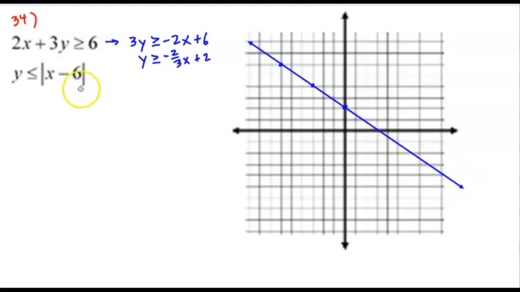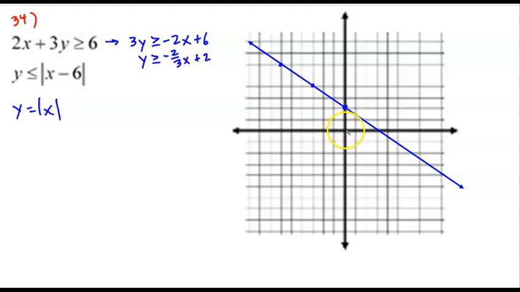There's that. And now this V is a little bit easier because this is a translation of the parent. The parent is y equals the absolute value of x, like we've talked about before. So that's the parent V that started here, but it's being shifted, or the fancy word is translated, 6 units to the right. So we'll do this one in red.